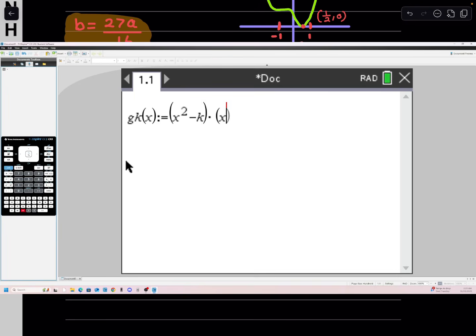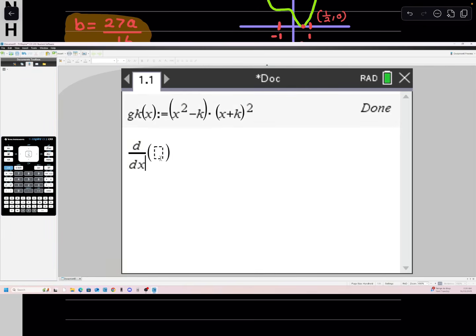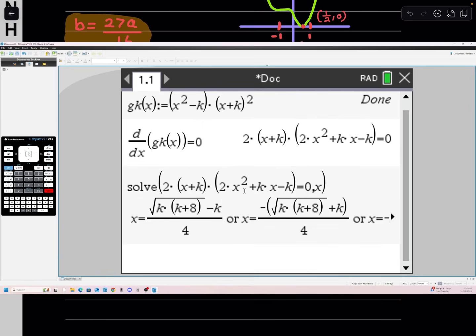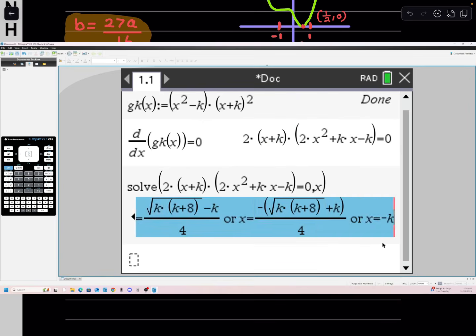Because when you have x plus k squared, for example, you know how we said we derive it? That's what you need to first show. We need to show that we derive it and let it equal 0. Write this down, then we solve it for the values of x. So you want to write all of these down.